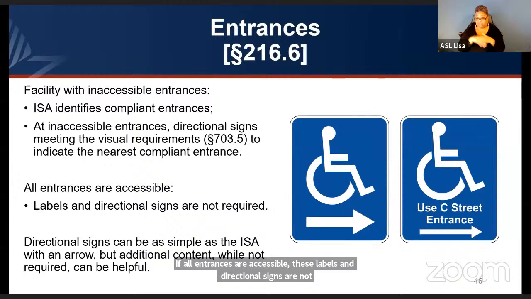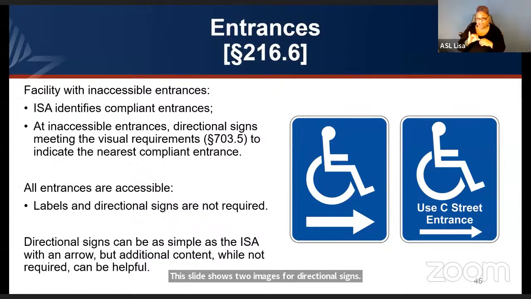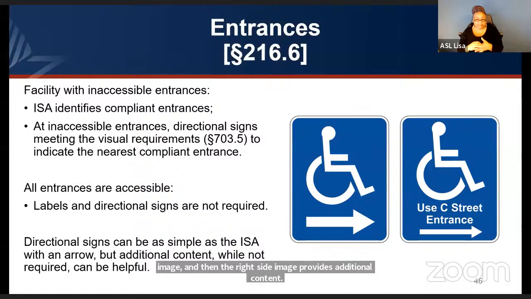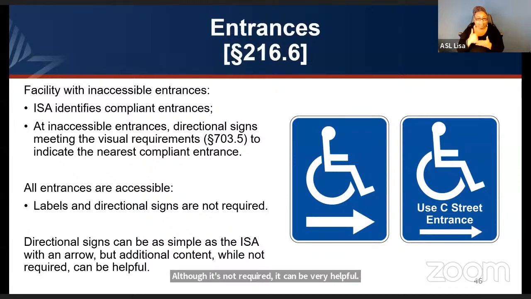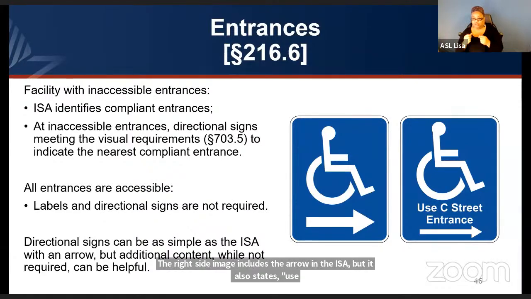This slide shows two images for directional signs, which can be as simple as the ISA with an arrow, as shown on the left side image. And then the right side image provides additional content. Although it's not required, it can be very helpful. The right side image includes the arrow and the ISA, but it also states use C street entrance. Let's go to the next slide, please.